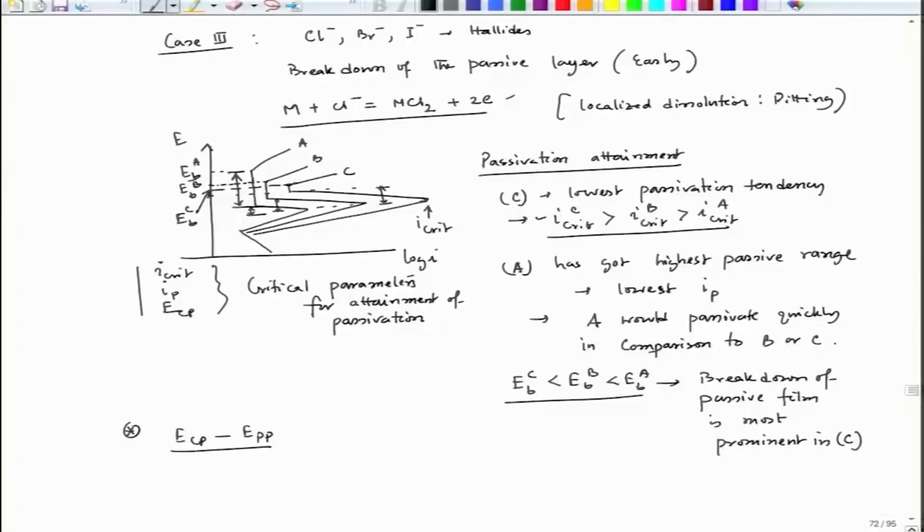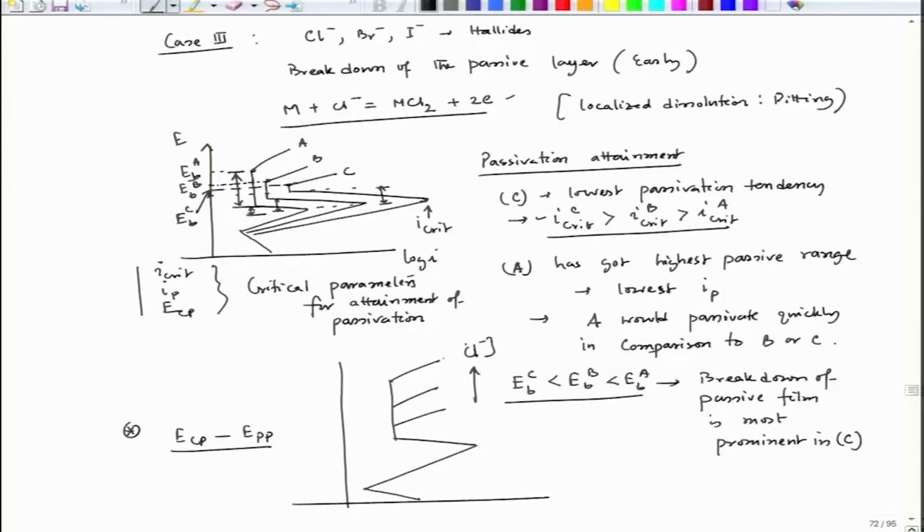Now, why this breakdown is happening at an earlier state? For example, if we try to compare a kind of situation like this, this is one, this is second, this is third in the same metal, I could experience this kind of situation where chlorine ion concentration increases, EB decreases.